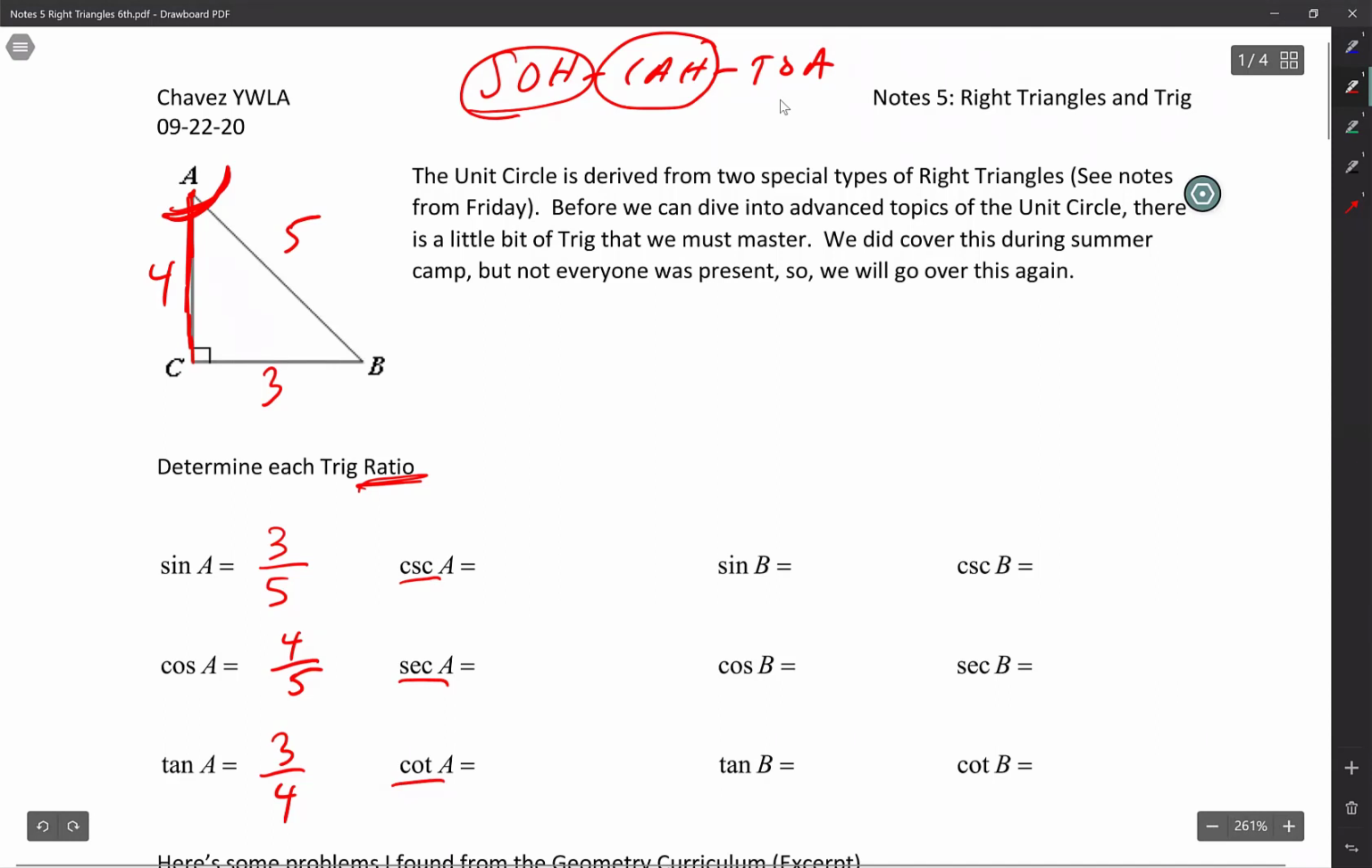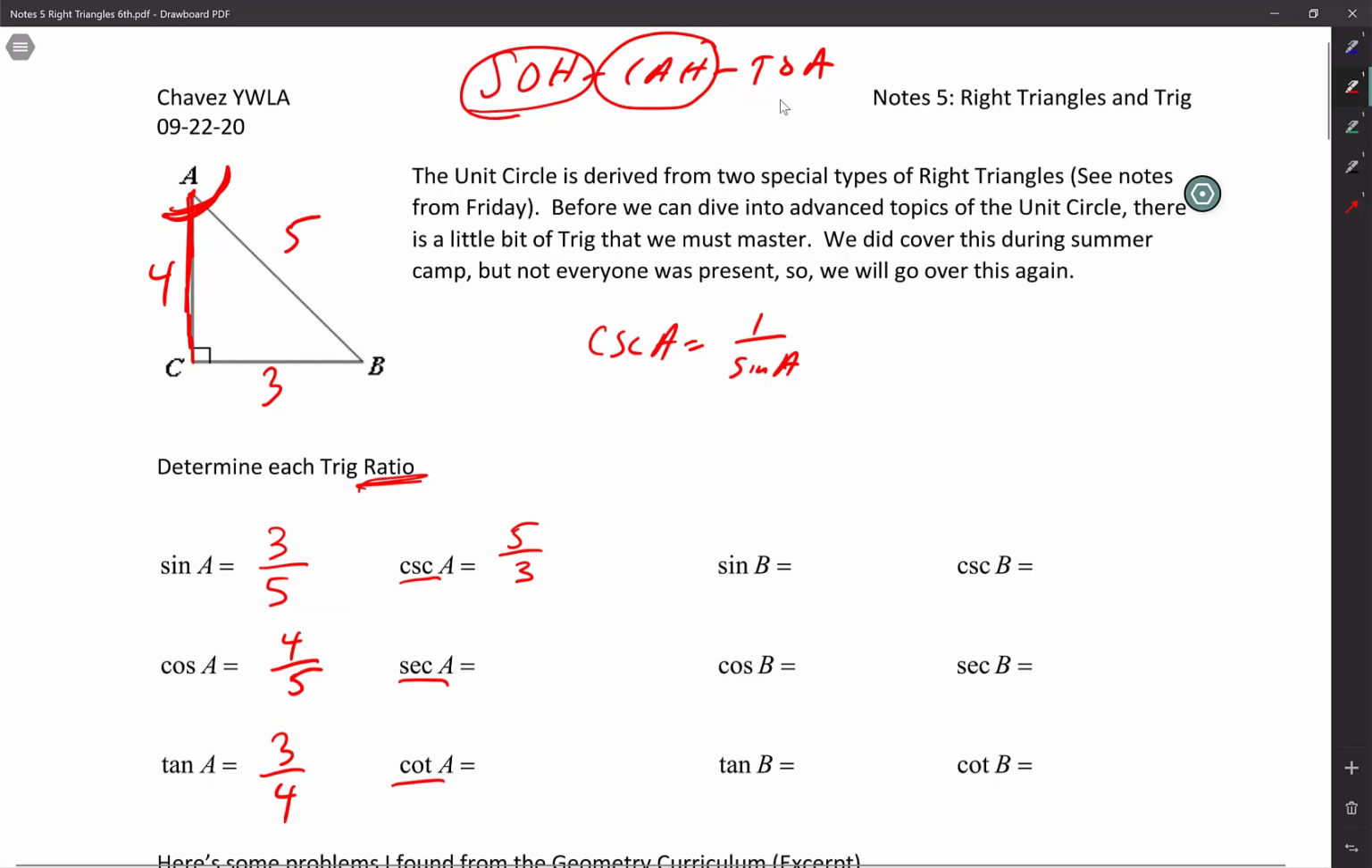How do you pronounce them? The CSC, you pronounce it cosecant. The SEC, you pronounce it secant. And the COT, you pronounce it cotangent. The cosecant is the reciprocal of sine, guys. CSC, cosecant of A, is the reciprocal of sine. So all that means is just take the reciprocal of the number. So if I have sine A equal to 3/5, cosecant of A has to be equal to 5/3. And that really is all it is, guys.